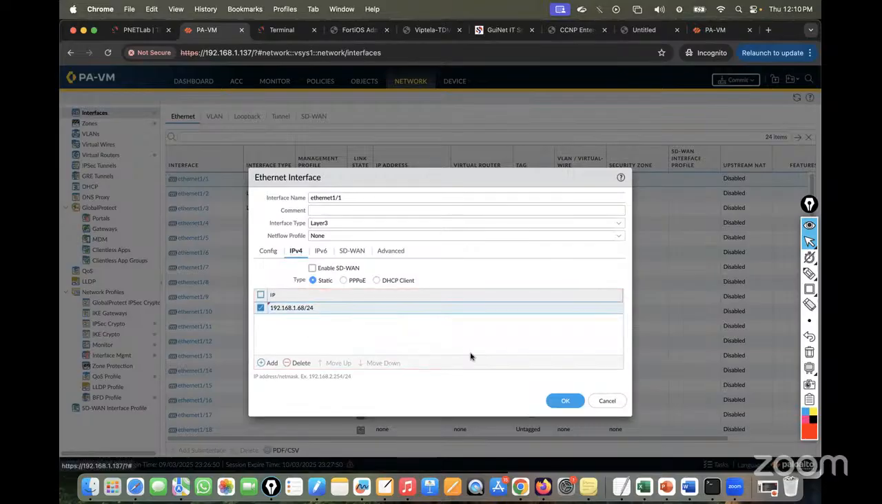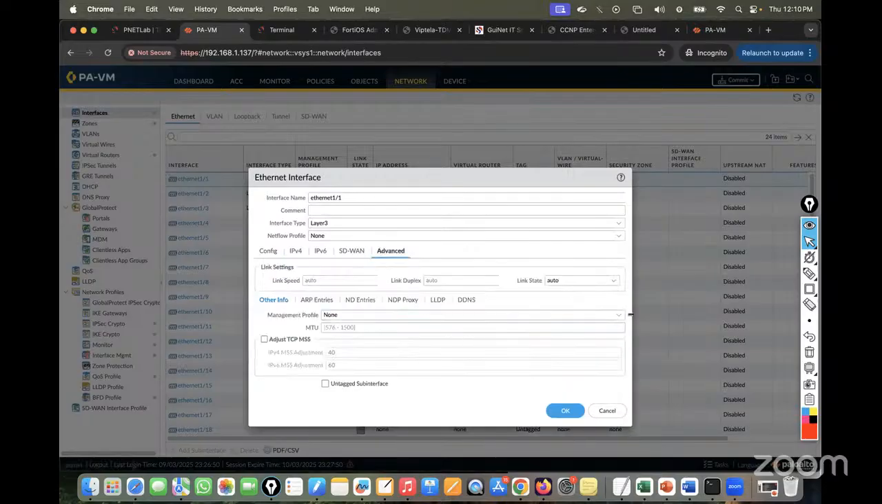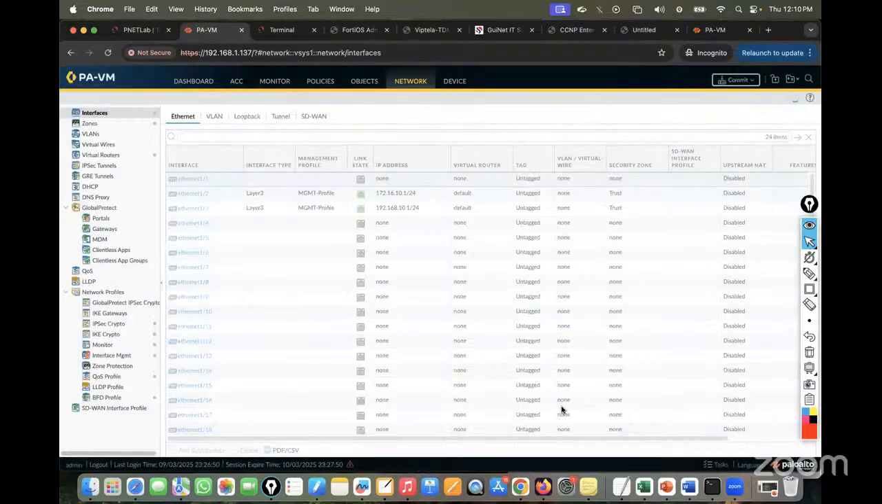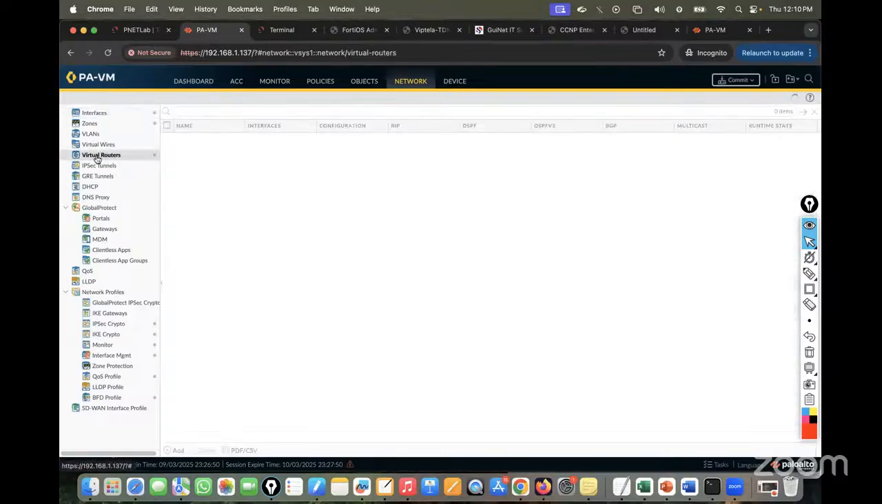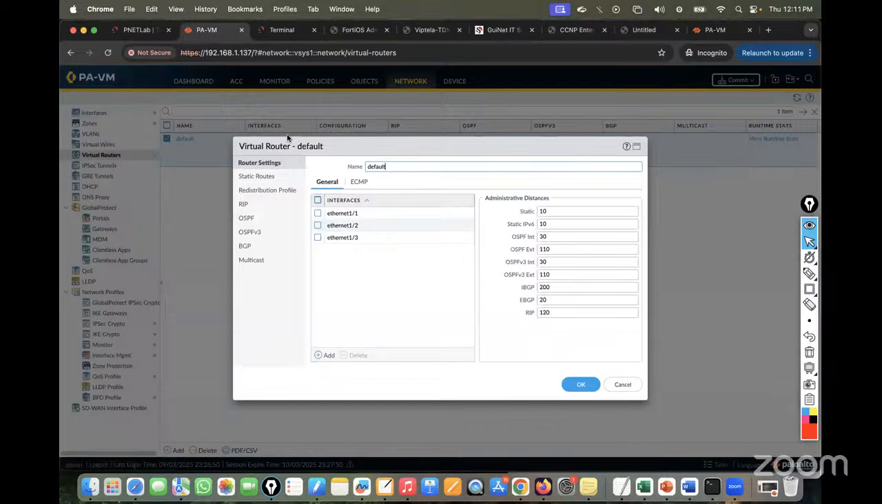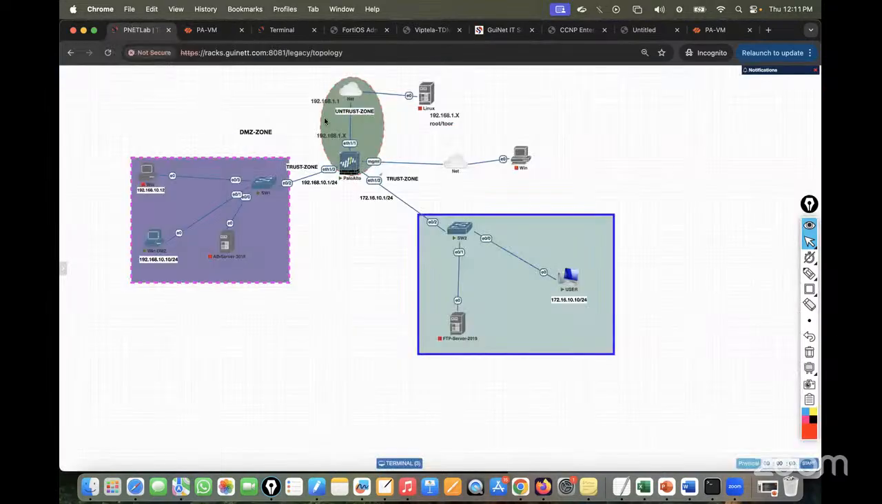/24. This is done. I'll just call the management profile also. If I want to reach this IP from outside, it is going to be reachable. That is the interface. Now we have to define the routing as well. That is going to be the default route because you have to go on the internet. Then you require BGP or a static routing table.